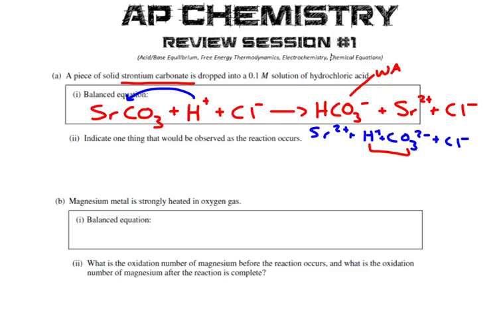What happens? Net ionic equations. What do I need to do? That's gone. That is gone. So, that would be it.